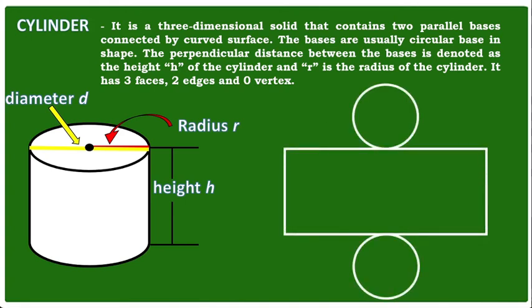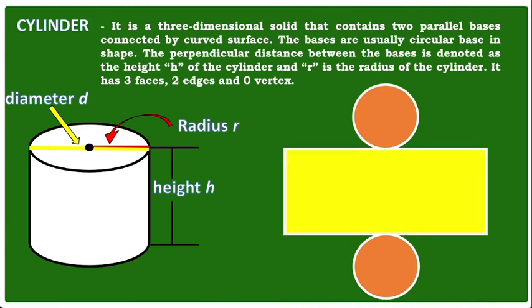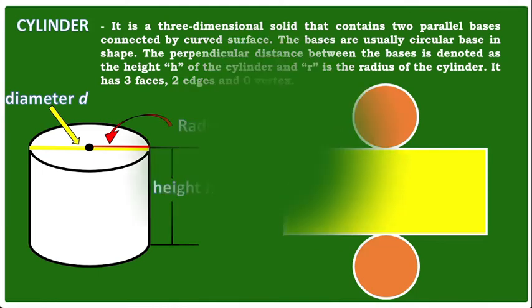So this is an example of a net of a cylinder. If we cut and fold it, we can create a solid figure such as a cylinder. As you can see, there are two circular shapes, the top and the bottom. Then we have a rectangular shape. So if we cut and fold them, we can create this cylinder.